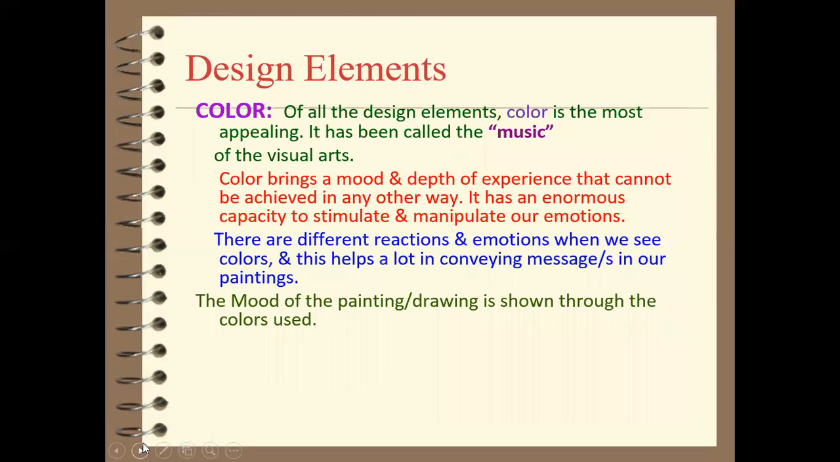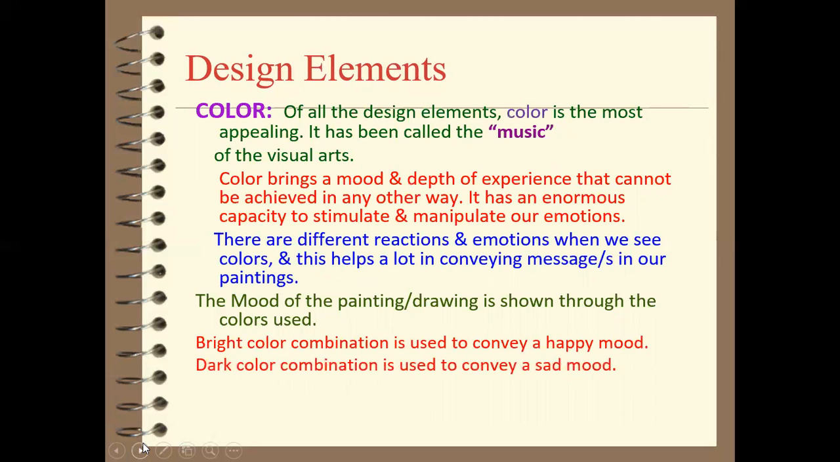So there are different reactions and emotions when we see colors, and this helps a lot in conveying messages in our paintings. So the mood of the painting or your drawing is shown through the colors used. Bright color combinations are used to convey a happy mood, and dark color combinations are usually used to convey a sad mood. Okay, so when you have pink, light pink, pastel colors, it usually conveys femininity or glamour or softness in your drawing.